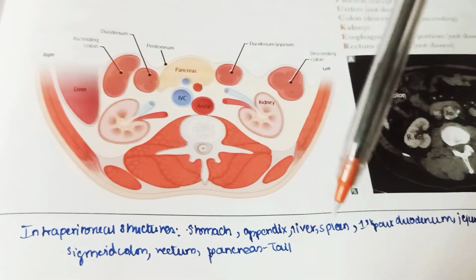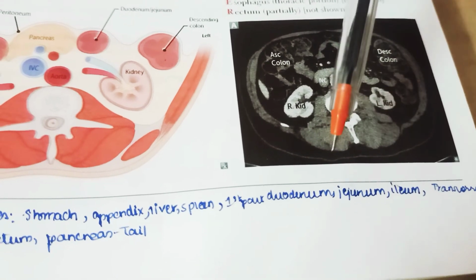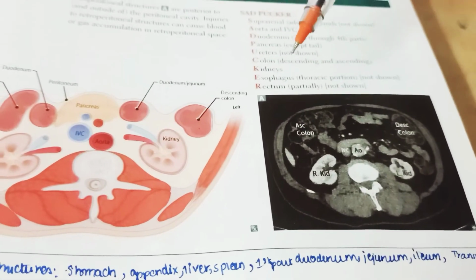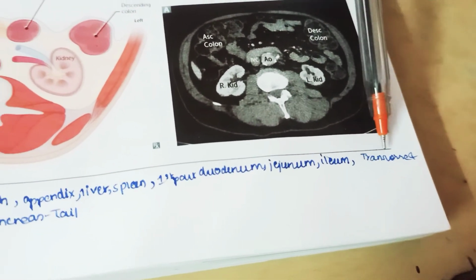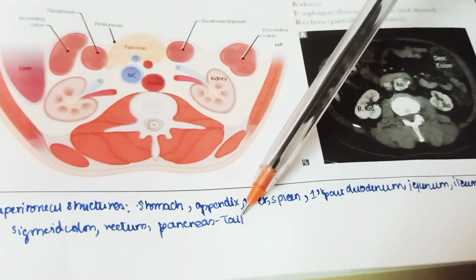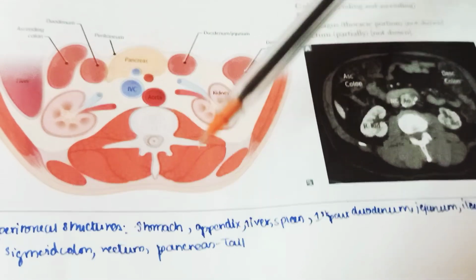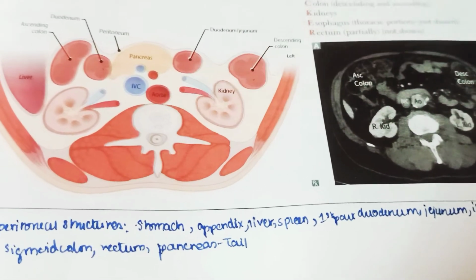Actually I'm just saying this, if you remember retroperitoneum, that is enough. And the first part of the duodenum, because whatever is retroperitoneal is not intraperitoneal. So jejunum, ileum, transverse and sigmoid colon, and the pancreatic tail. The pancreatic head is retroperitoneal, and the pancreatic tail is intraperitoneal.